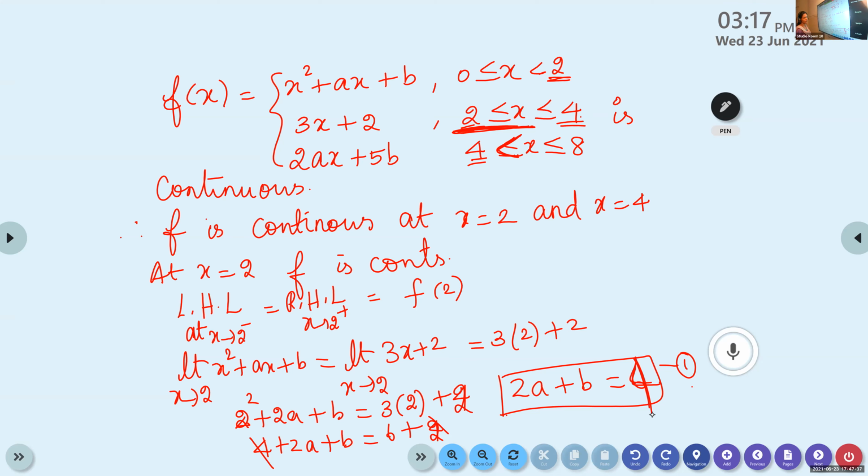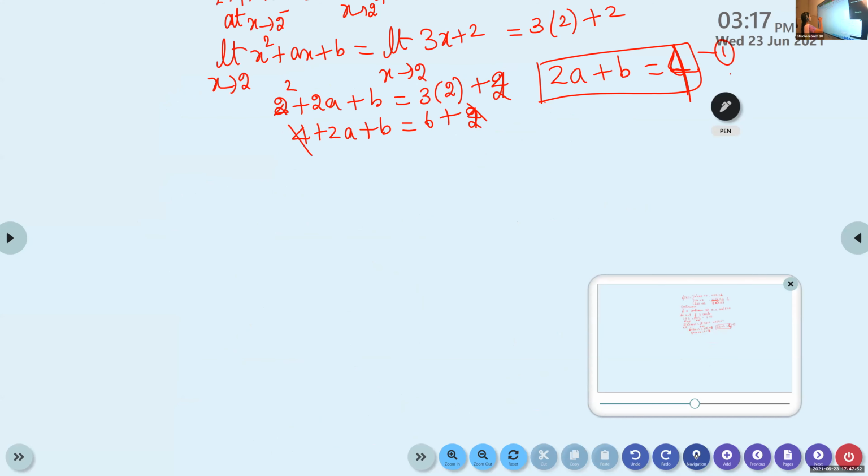Now, in the same way, find out the RHL. You find the LHL and RHL at 4. At 2 we did the same way. Take the next case, that is when x is equal to 4.